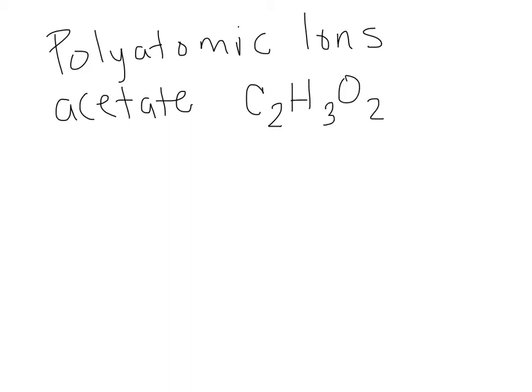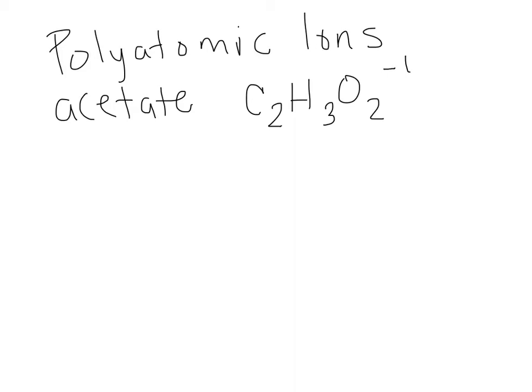The third option we can have for an ionic bond is having a metal or nonmetal bond with a polyatomic ion. Remember that a polyatomic ion is an ion that has multiple atoms within it. So an example would be acetate. Acetate is C2H3O2, and it collectively has a charge of -1.